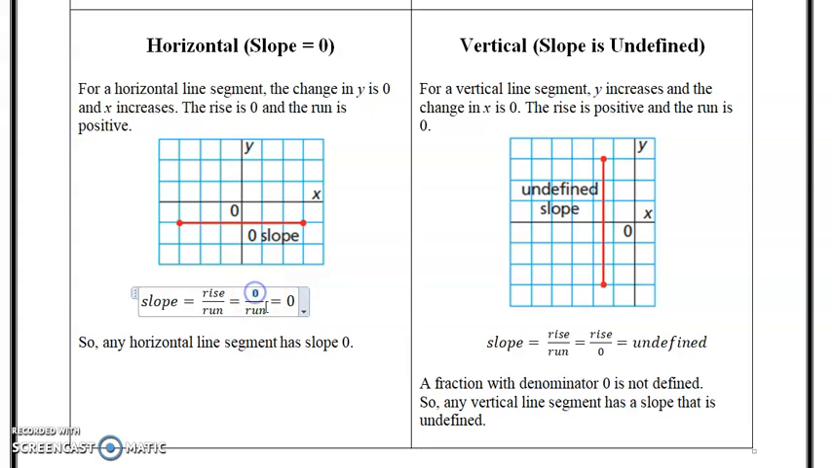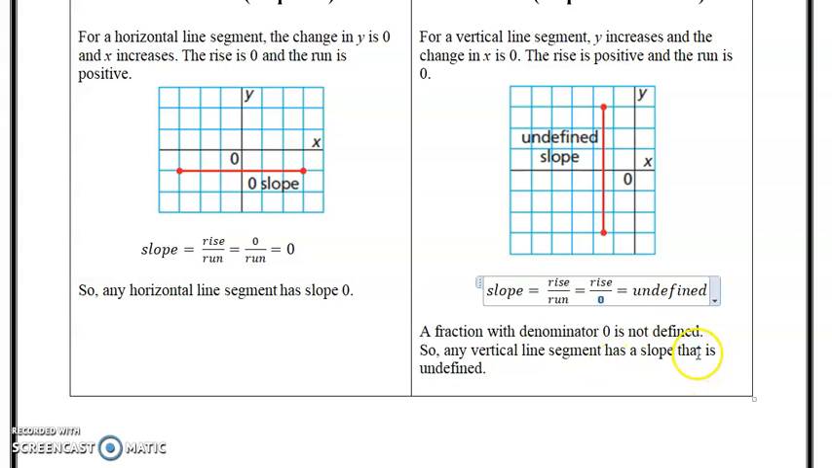So 0 divided by anything will be 0, right? Divided by a number will be 0. So any horizontal line has a slope of 0, and this will always be true. And then when we look at a vertical, we have what's called an undefined slope. This is a really interesting scenario. So for a vertical slope, the slope is equal to rise over run. The rise is, in this case, 6, and the run is 0. It hasn't gone left to right any. So this is undefined. Anytime you try to divide by 0, it's undefined. So any vertical line has a slope that is what's called undefined.